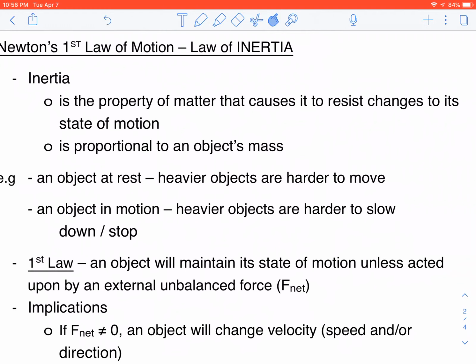Okay, let's think about 2 other situations. Think about a golf ball that's rolling down the hallway at school.